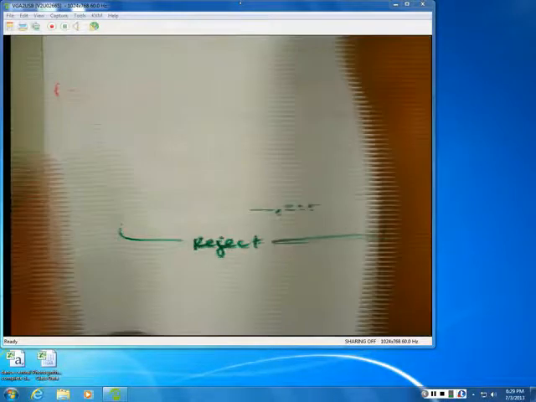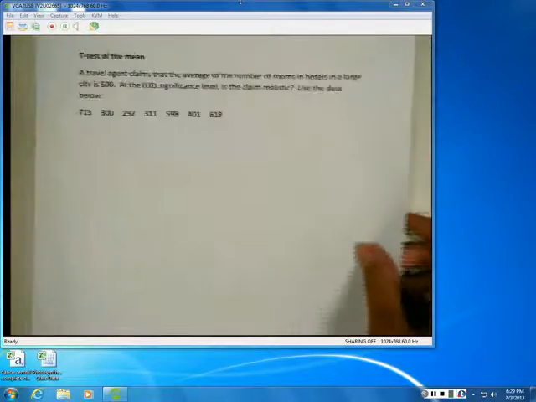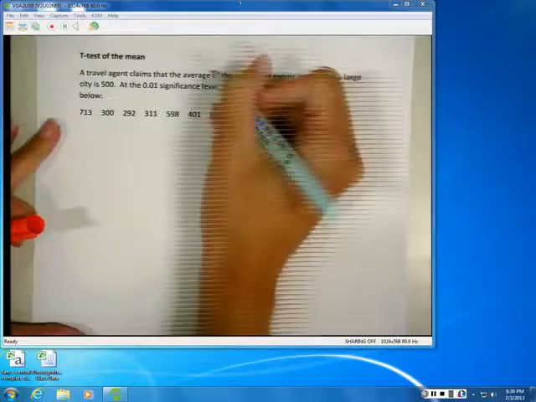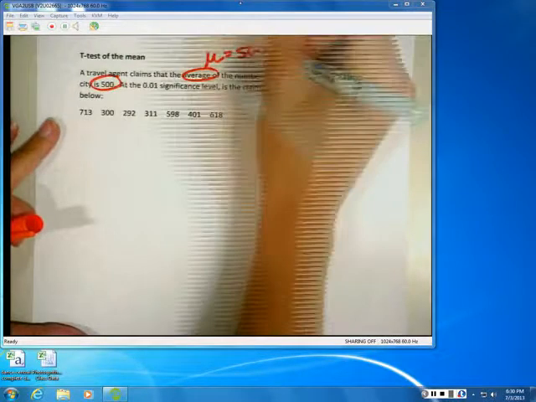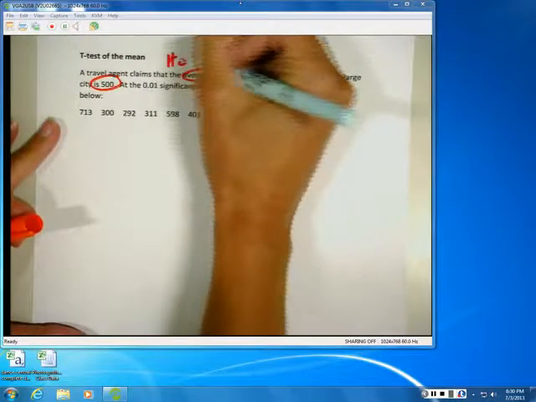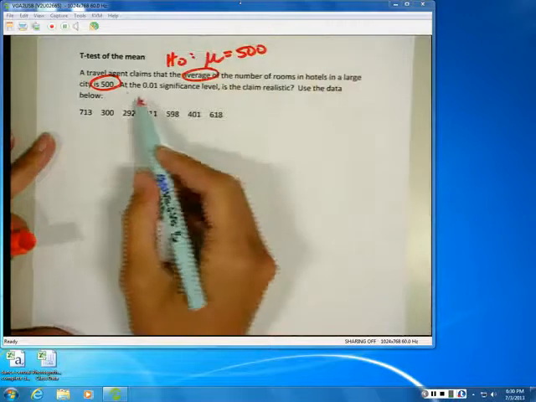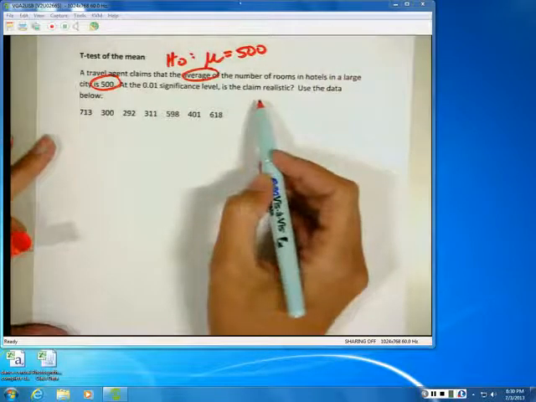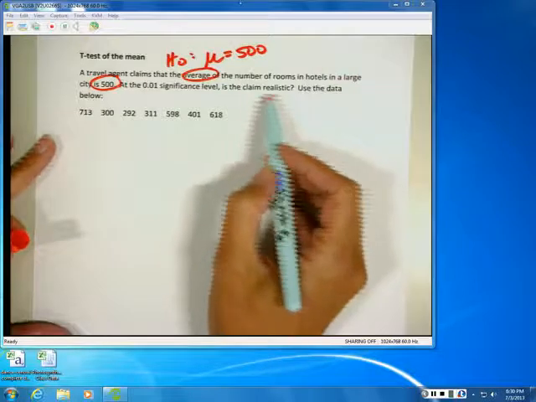Okay, so here's the next one. The title on the page is t-test of the mean. So a travel agent claims that the average of the number of rooms in hotels in a large city is 500. Okay, so did you catch that? The average is 500, mu equals 500. Gosh, doesn't that look like a null hypothesis? At 0.01, is the claim realistic? It doesn't say is it big or is it small. It says realistic. Is it true or not true?